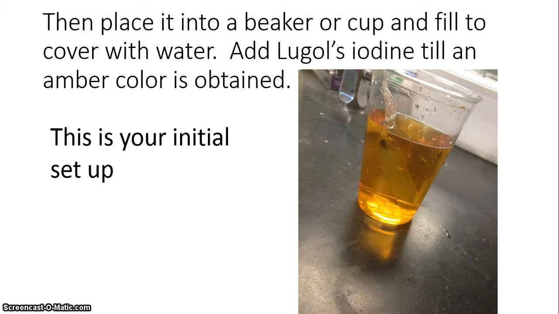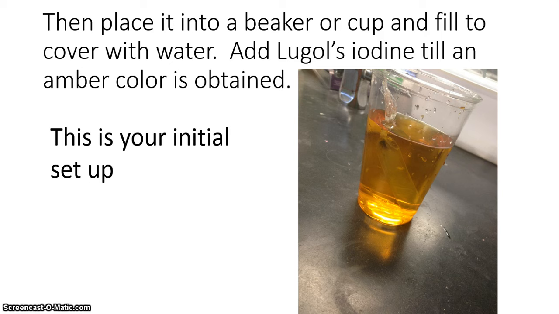You then placed your artificial cell, that dialysis tubing with the starch and glucose, into a cup or a beaker and filled it with water and added Lugol's iodine till it turned an amber color. That was your initial setup for the lab. So Lugol's is a starch indicator, and so it'll change color in the presence of starch.